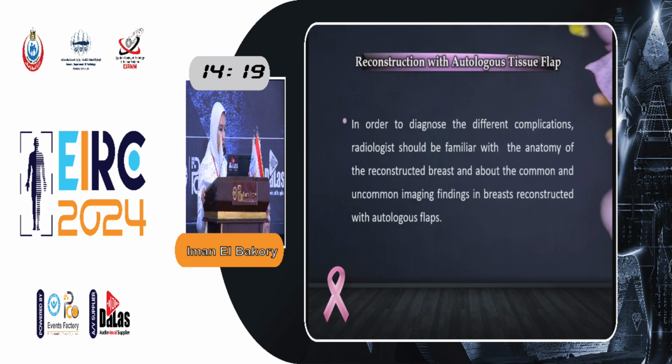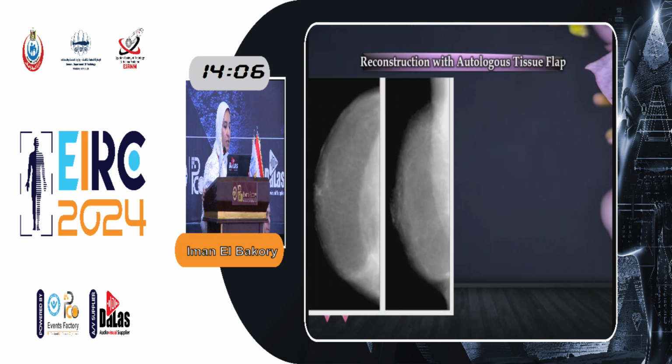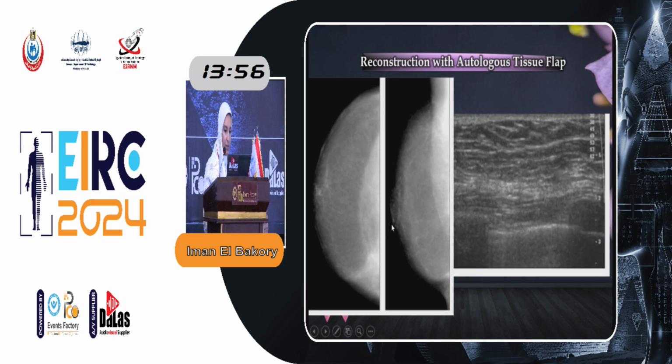In order to diagnose the different complications with the flap, we have to study the anatomy of the reconstructed flap. First, be aware of the common and uncommon complications using the flaps. This is a routine view of the mammography in the CC and MLO. Here we can see the majority of the fat present anteriorly and the muscle present posteriorly. In ultrasound, we can pick up the skin, the flap fat, the flap muscle, and the chest wall muscle.